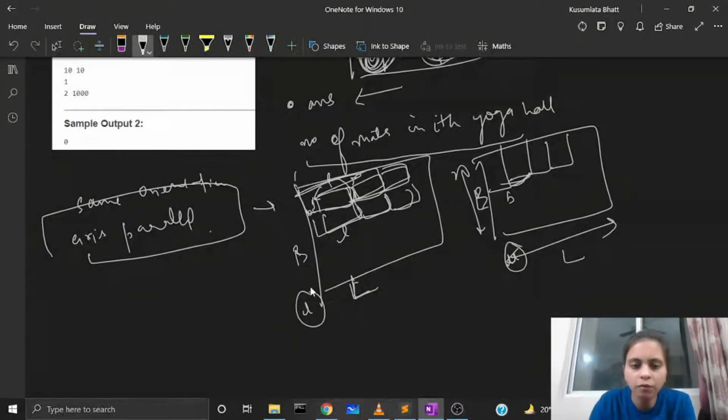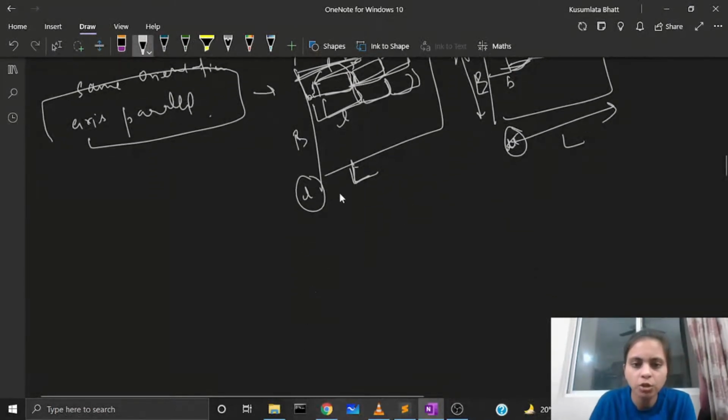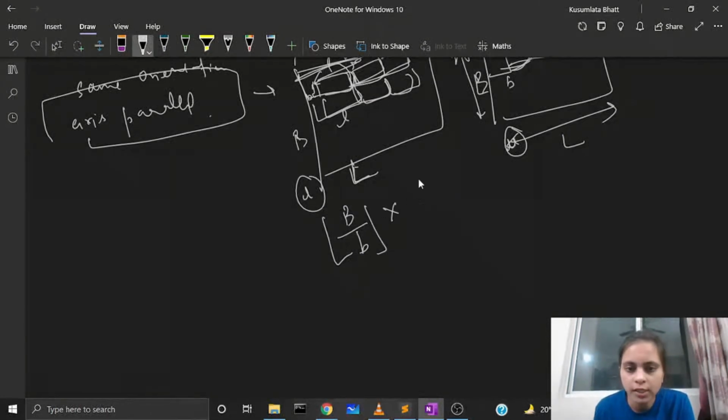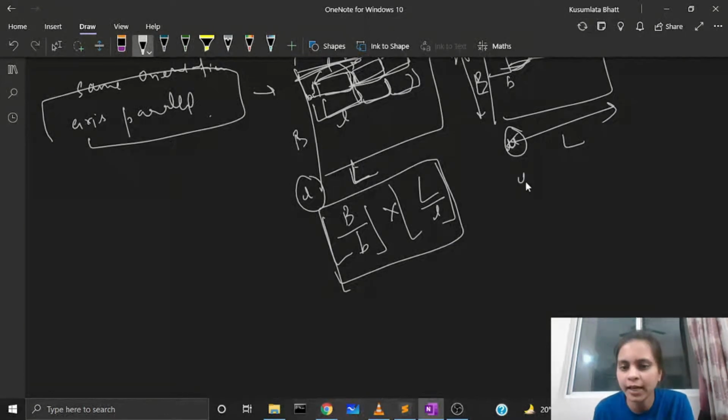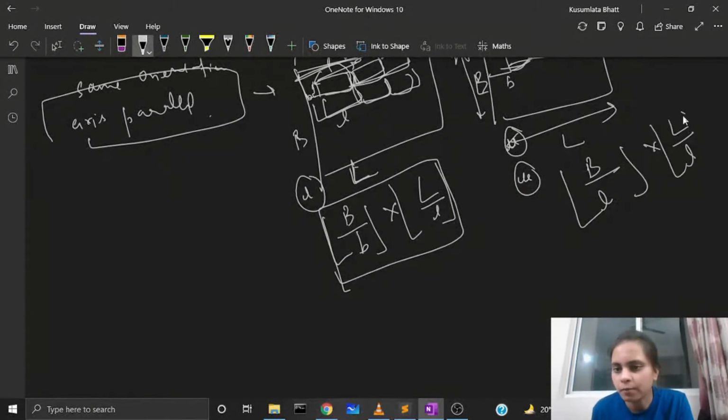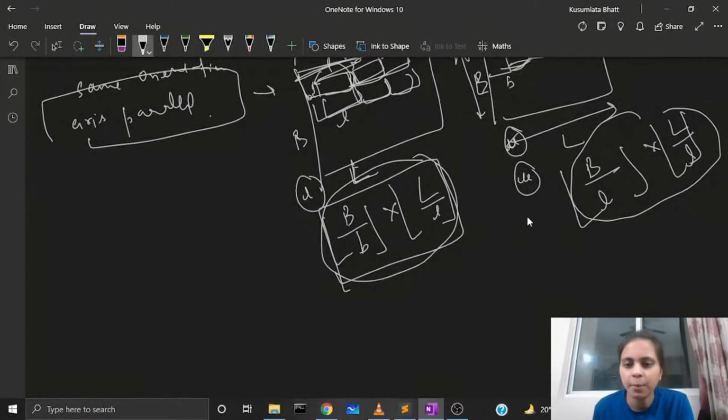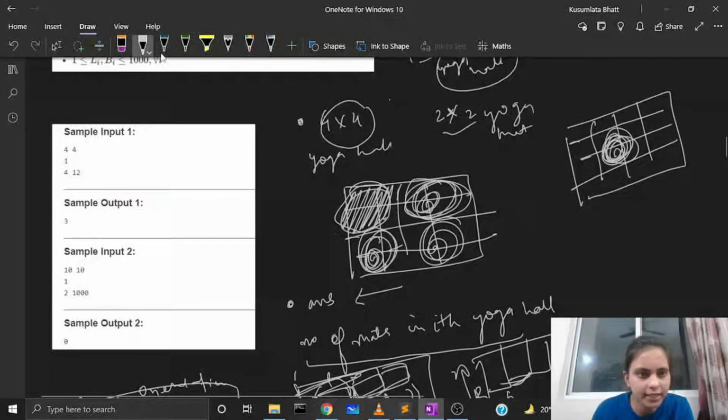Now what will be the number of mats in the first case? It will simply be capital B by small b cross capital L by small l, and the floor value of these. And for the second case it will be capital B by small l and capital L by small b. So we have to take the maximum of both of the values, that is, in which way we will get the maximum number of mats in the yoga hall, and we will take that into account for the ith yoga hall. Let's see this for the given test cases.